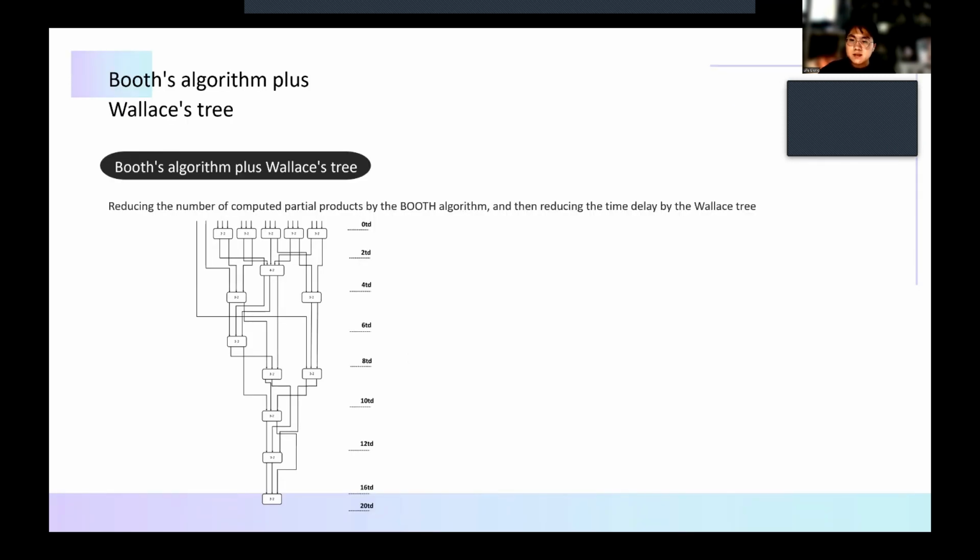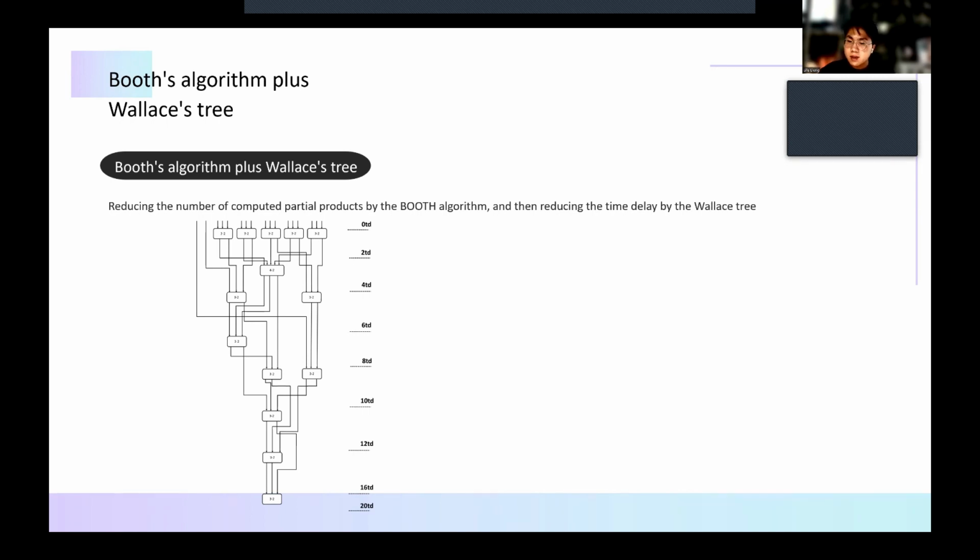The Booth algorithm and the Wallace tree are two commonly used digital multiplier design technologies that have the following advantages. The Booth algorithm is a multiplication algorithm that utilizes two's complement to reduce the number of partial products, thereby reducing the complexity and the delay of the multiplier.